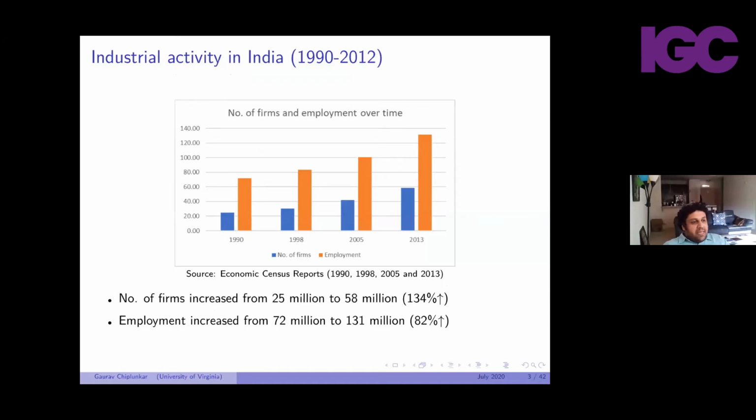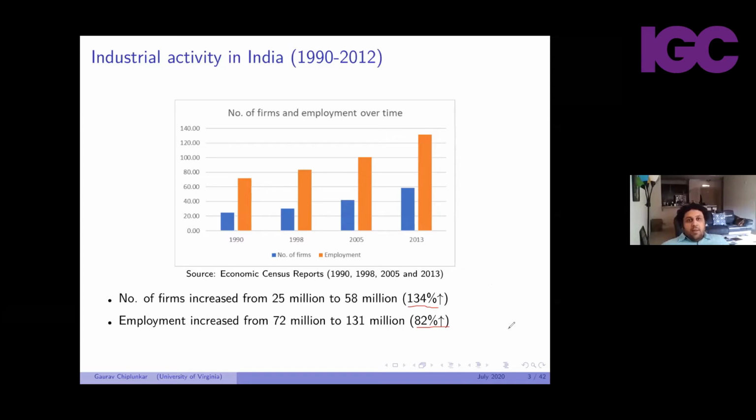And so what you can see is both in terms of the number of firms as well as the employment in these firms has been growing over time. So that's not surprising. Since 1990, there have been more firms in industry, and there have been more people employed. What is amazing in a way is that the number of firms has increased by about 134% over the last 30 years. Our labor force has gone up from 72 million to about 131 million.